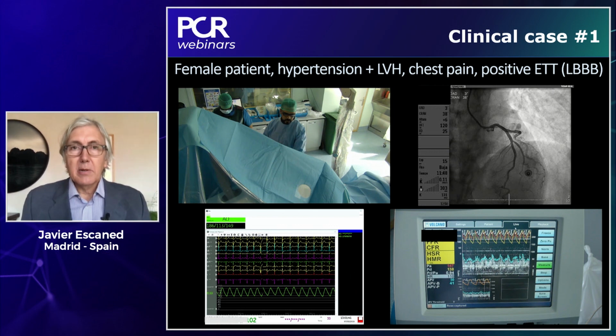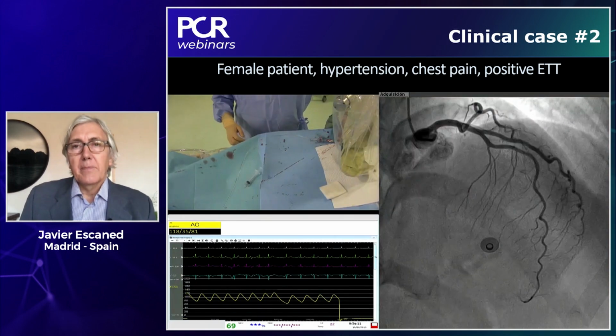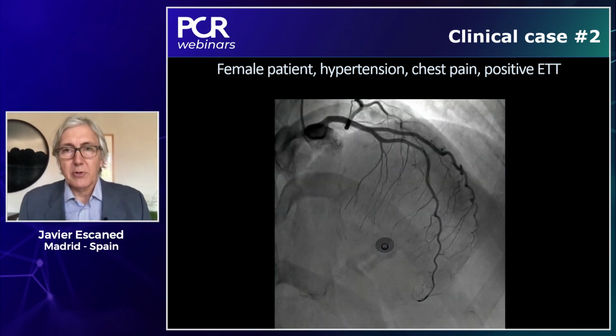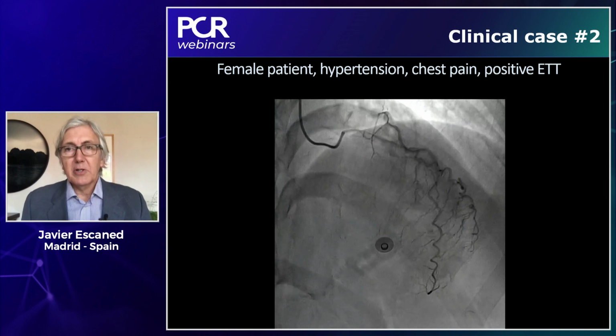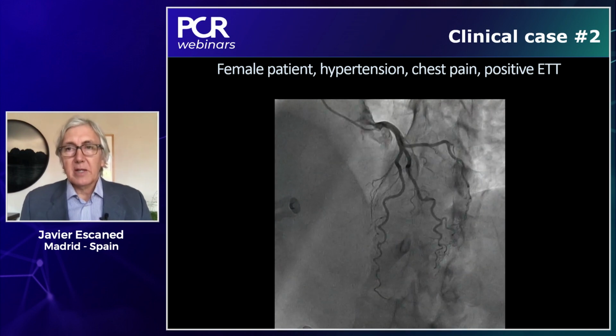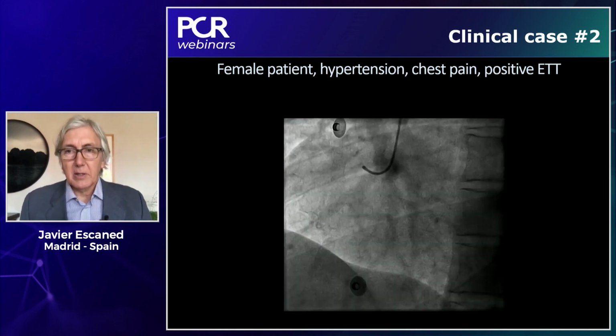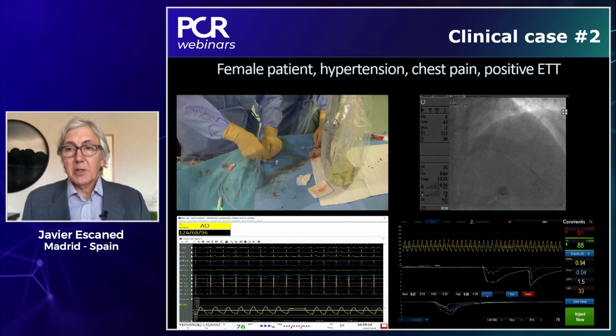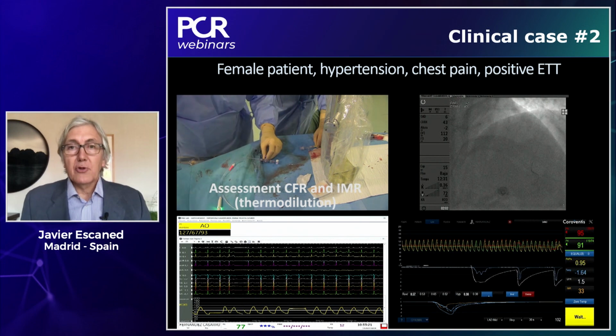Next slide. In the next slide, we are going to see the same from the perspective of using thermodilution and pressure. Again, this is a female patient, hypertensive. She has chest pain and a positive exercise test. Now, this study was conducted at the time of performing the diagnostic angiogram.